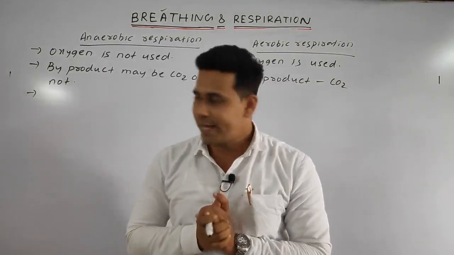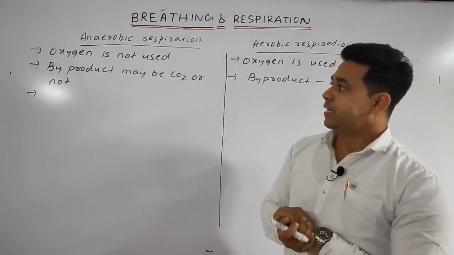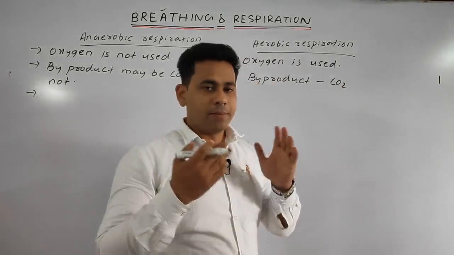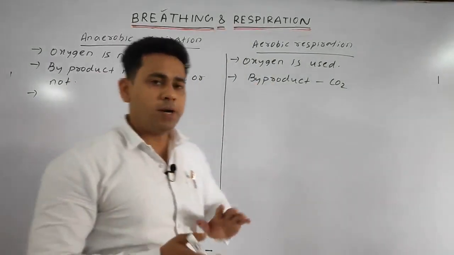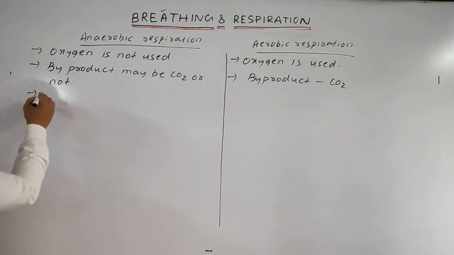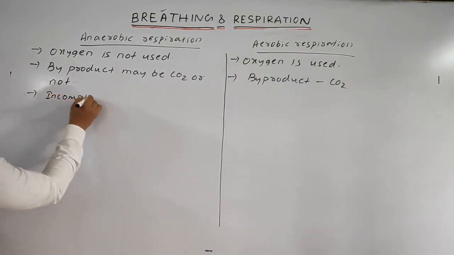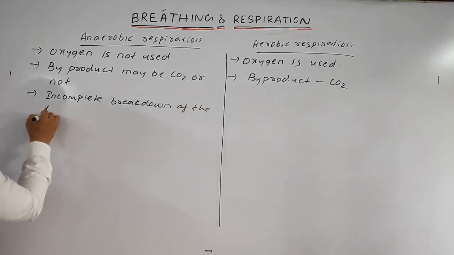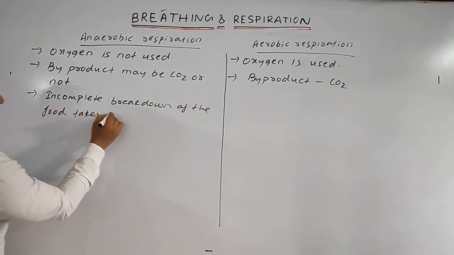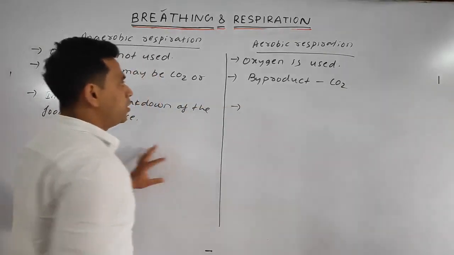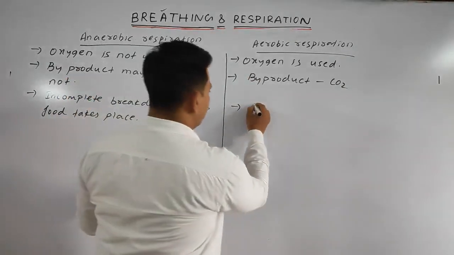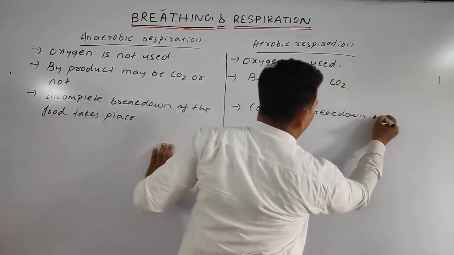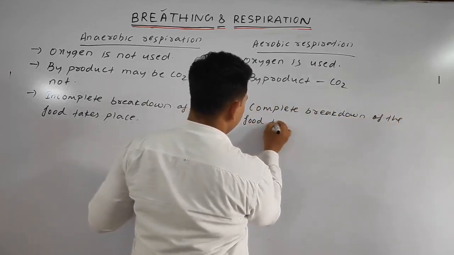Incomplete breakdown of the food takes place in the case of anaerobic respiration. But in the case of aerobic respiration, the food is completely oxidized, or we can say complete breakdown of the food takes place. In anaerobic respiration, incomplete breakdown of the food takes place. But in aerobic respiration, the complete breakdown of the food takes place.